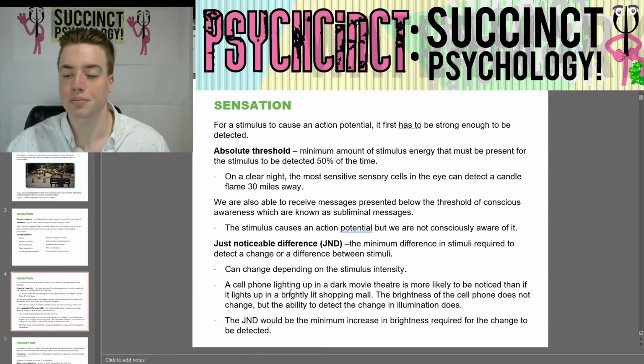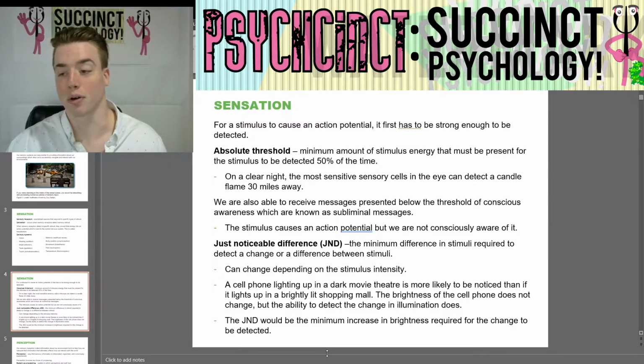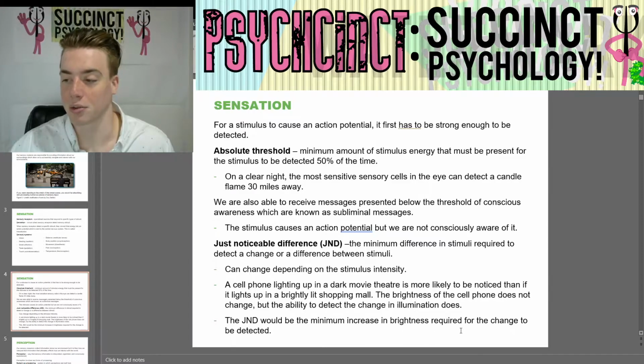So for example, a cell phone lighting up in a dark movie theater is more likely to be noticed than if it lights up in a brightly lit shopping mall. The brightness of the cell phone does not change, but the ability to detect the change in illumination does. As I'm sure if you've been in a movie theater and somebody's gotten out their phone, you immediately notice it, because it's a dark room with a bright phone going on. But walking around in daylight, you probably aren't going to notice if somebody turns on their phone, because of the just noticeable difference. The JND would be the minimum increase in brightness required for the change to be detected.